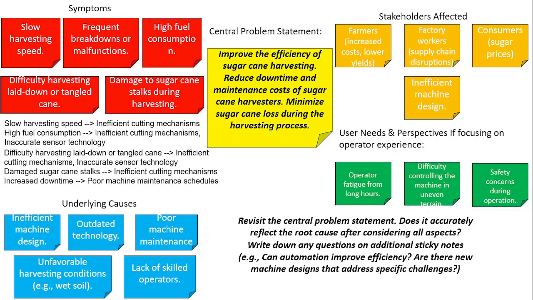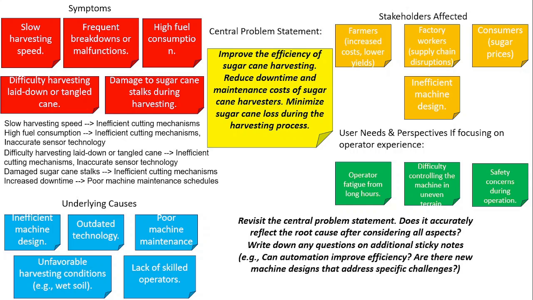Not only this, the analysis is completed, so I again go to revisit the central problem statement. Does it accurately reflect the root cause? I conducted the root cause analysis with the blue color sticky note, orange color sticky note. I further conducted the analysis with the red color symptom sticky note. Does it accurately reflect the root cause after considering all aspects? Write down any questions on additional sticky notes.